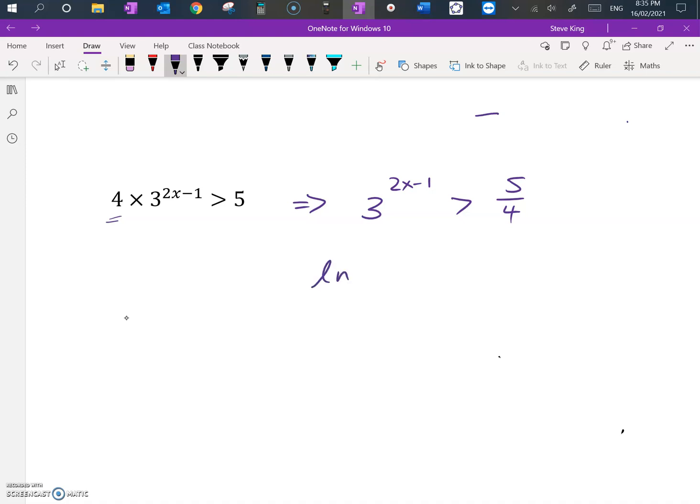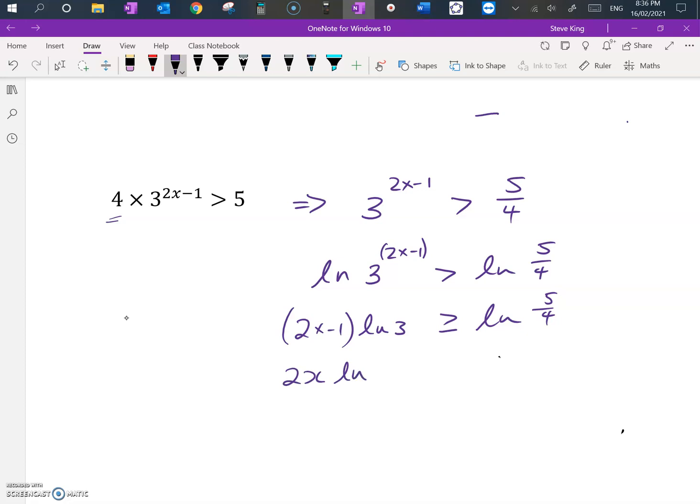Now if I go and take the natural log of both sides, notice I'm using natural log a lot now. Ln of 5 over 4. That's all good. Again, using my laws of indices, I'm going to bring this down to the front. And I've got ln 3 is greater than or equal to ln of 5 over 4. And when I multiply this out, I'm going to get 2x ln 3 minus ln 3 greater than or equal to ln of 5 over 4.